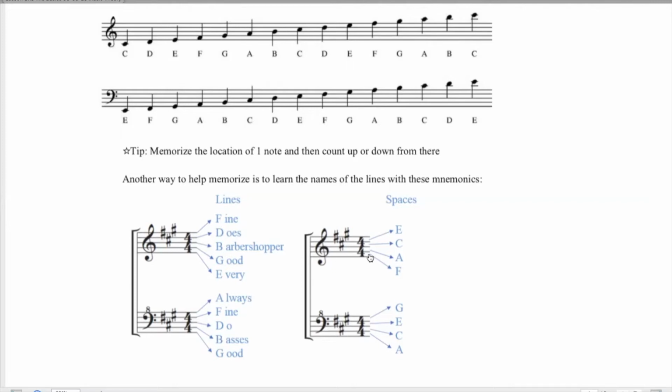For the spaces, well, this is a lucky one for you. It spells the word face. F, A, C, E.